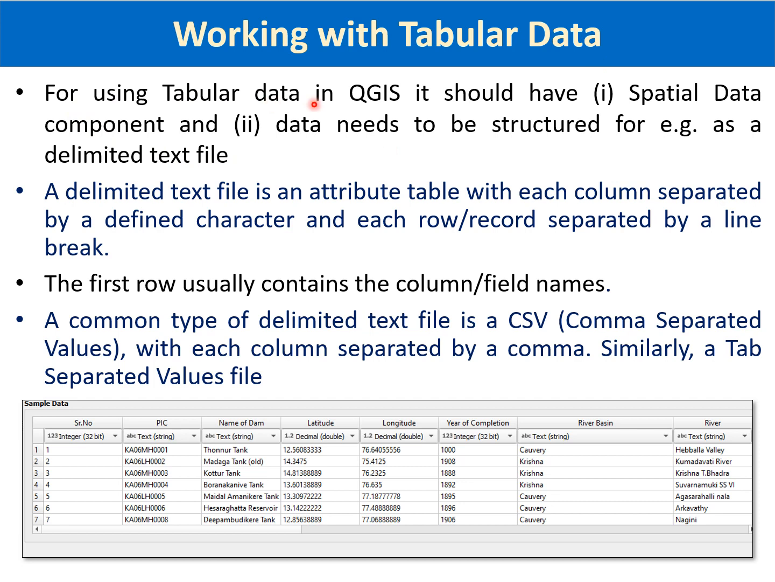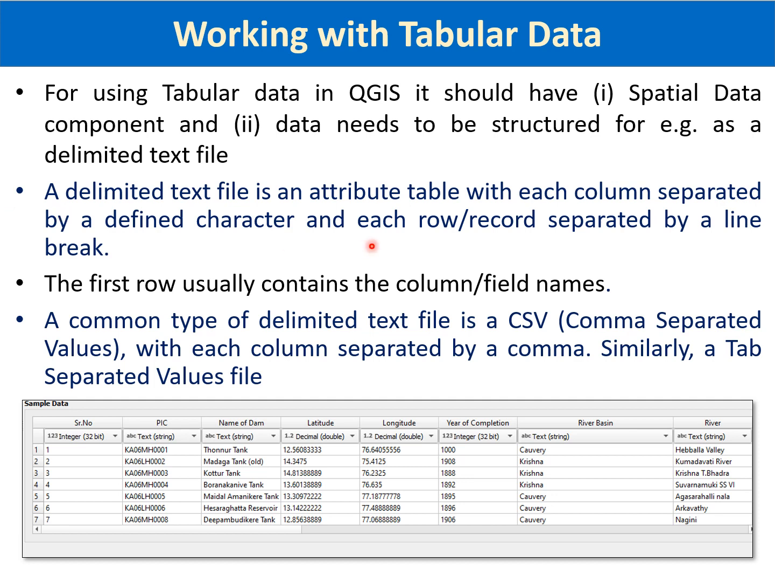For using tabular data in QGIS or any other GIS application, it should have a spatial data component in it. That is, locational information should be contained. Otherwise, we cannot translate the data into any spatial layer, and the data needs to be structured. It cannot be in an unstructured manner. For example, a delimited text file, an Excel sheet or a spreadsheet is an example.